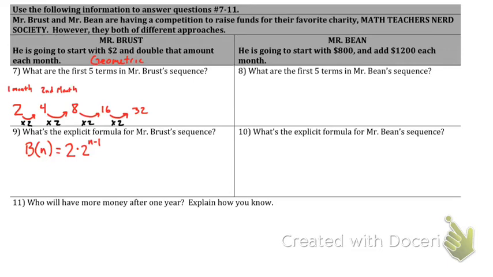So who will have more money after 1 year? Explain how you know. Okay, so let's check for Mr. Brust's. So in 1 year, remember, we're going by months up here. So how many months are in a year? So we're checking for 12 months. So that means we're going to use the explicit formula, and we want to know how much money he has after 12 months.